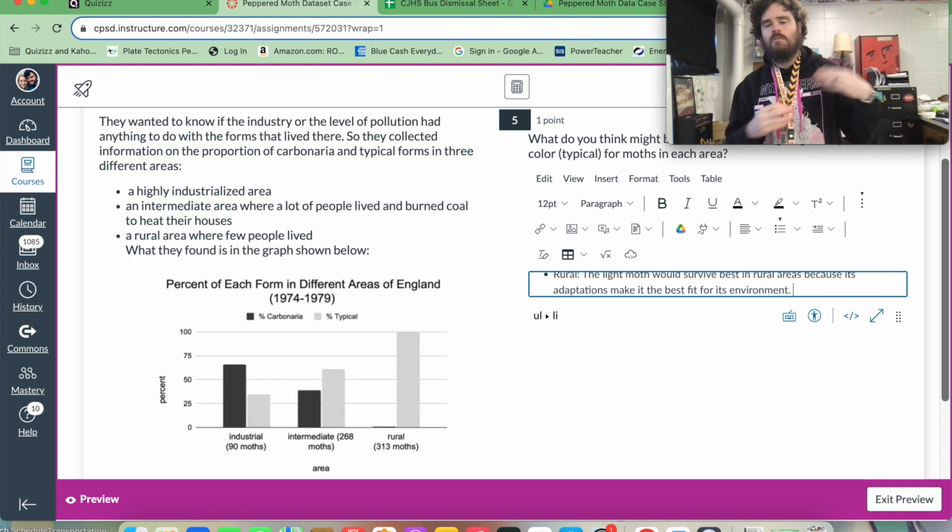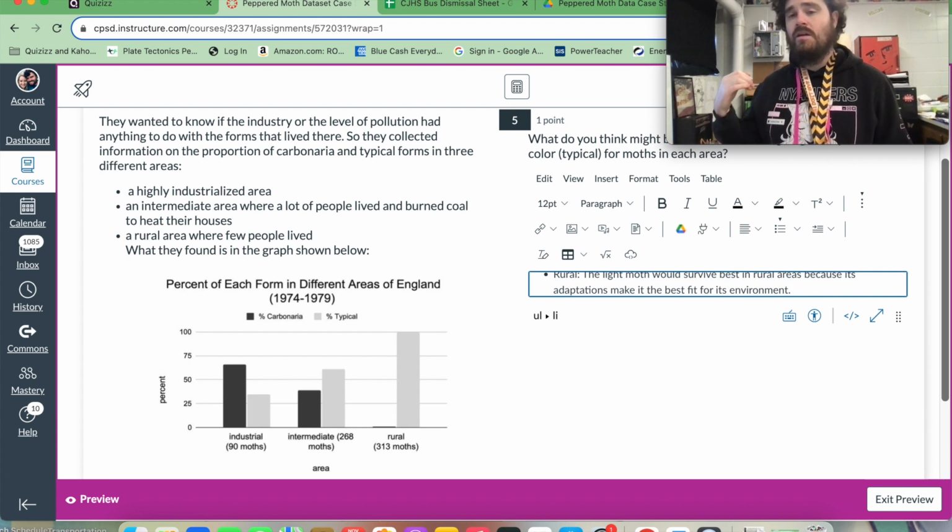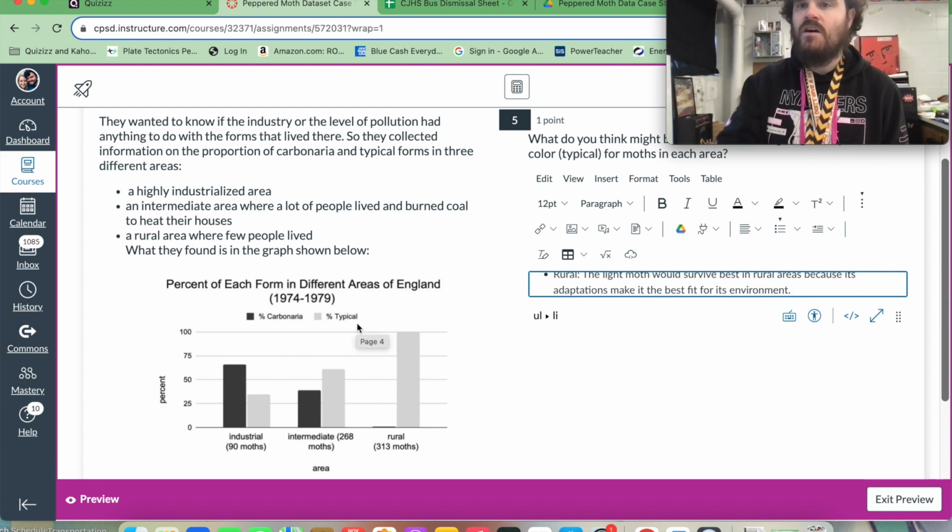So, just like that moth, it's light colored, all the trees are light. It is the best fit for its environment. It's going to survive and reproduce. So, if an organism is surviving, then it is the best fit. And as you can see on this graph, that moth is excelling. There's tons of that white moth. That means that it is the best fit.